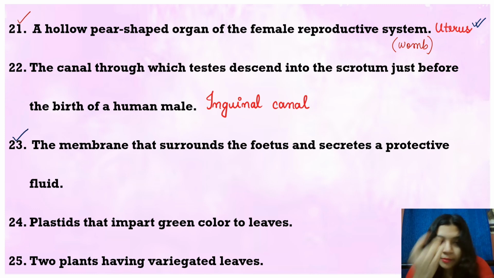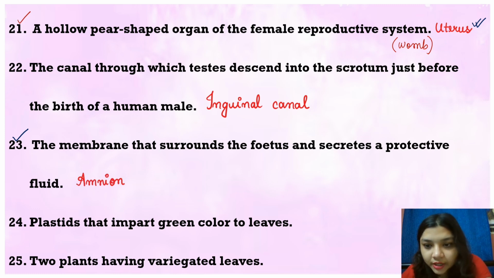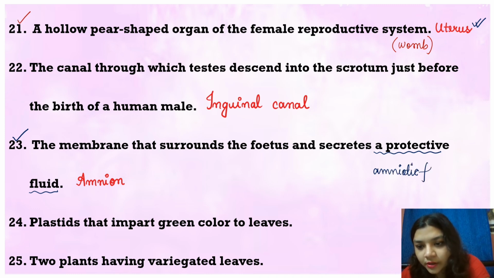Next, the membrane that surrounds the fetus and secretes a protective fluid. It is the amnion. Okay, and here it secretes a protective fluid. So this fluid is known as the amniotic fluid. Amniotic fluid.